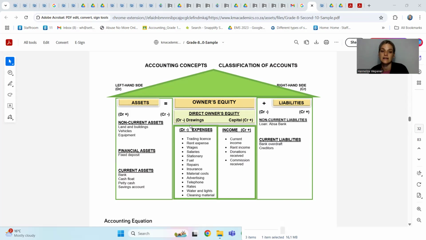Therefore, we can say that whenever the business generates more income, the owner's equity is going to increase. Whenever the business has to pay expenses, owner's equity will decrease. And the reason for that is the effect of these transactions on the profits. And profits go to the owner. And owner's equity is going to increase the more profits that the business is making. And there we have quite a few examples.